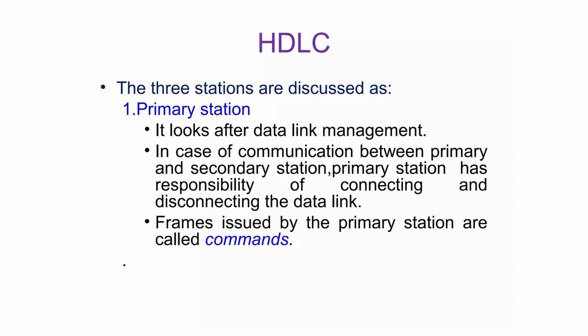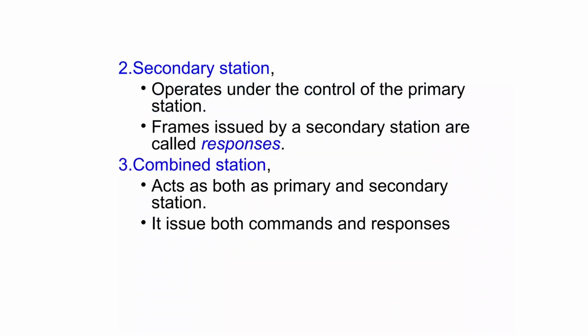Primary station. It looks after the link management. That is nothing but it can command all the secondary stations. In communication between primary and secondary stations, the primary station provides the commands and decides what the others can do. Mostly the primary station will issue all the frames to all the secondary stations that are connected. The secondary station works under the primary station. Whatever work is given by the primary, they can provide a response only, they cannot make any decision. That is called a secondary station.